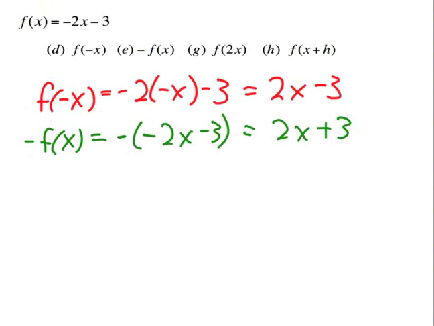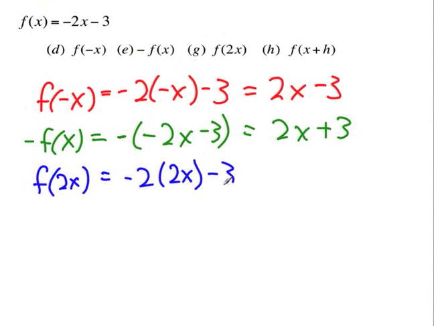Now, on this one, we have f of 2x. So on this side, what we did was replace the x with a 2x, which gives us negative 2, and anytime I see an x, I'm going to put a 2x. So this becomes negative 4x minus 3. And that is it. I mean, that one wasn't that bad.